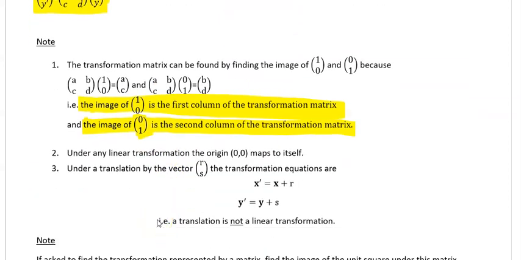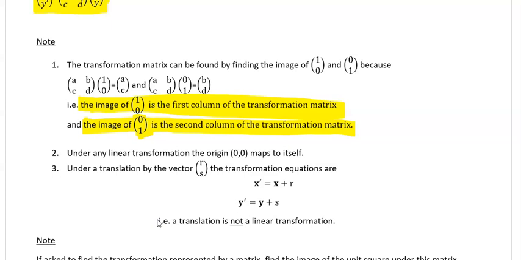A couple more things about this. The transformation matrix can be found by finding the image of 1, 0 and 0, 1. So if you want to find what matrix represents a certain transformation, all you have to do is see what happens when you transform 1, 0 and 0, 1. For example, if you were reflecting on the y-axis, you would see where 1, 0 goes to, and where 0, 1 goes to when you reflect on the y-axis. And then those two new column vectors, push them together and that becomes your final result.